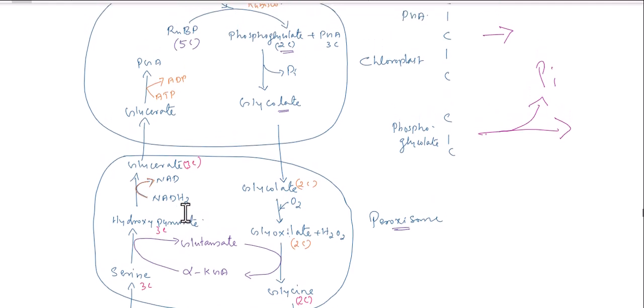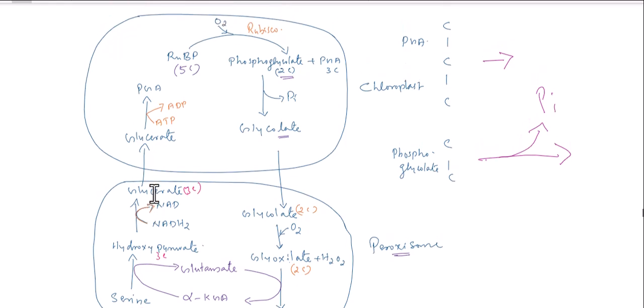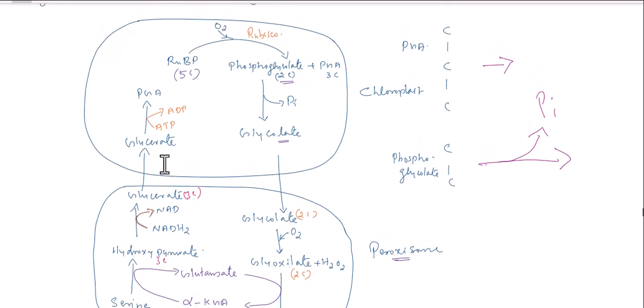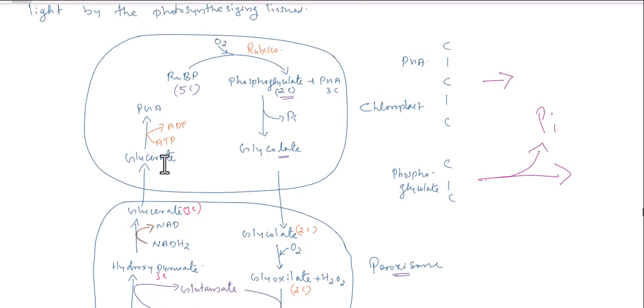Hydroxypyruvate in the next step gets converted to glycerate by reduction. Hydroxypyruvate is reduced to glycerate. For that reduction, one NADH2 molecule is utilized. NADH2 donates the hydrogen ion and electron for that purpose. In the last step, glycerate comes back to the chloroplast and gets converted to phosphoglyceric acid by receiving 1 ATP molecule. So phosphoglyceric acid can again enter into the Calvin cycle.